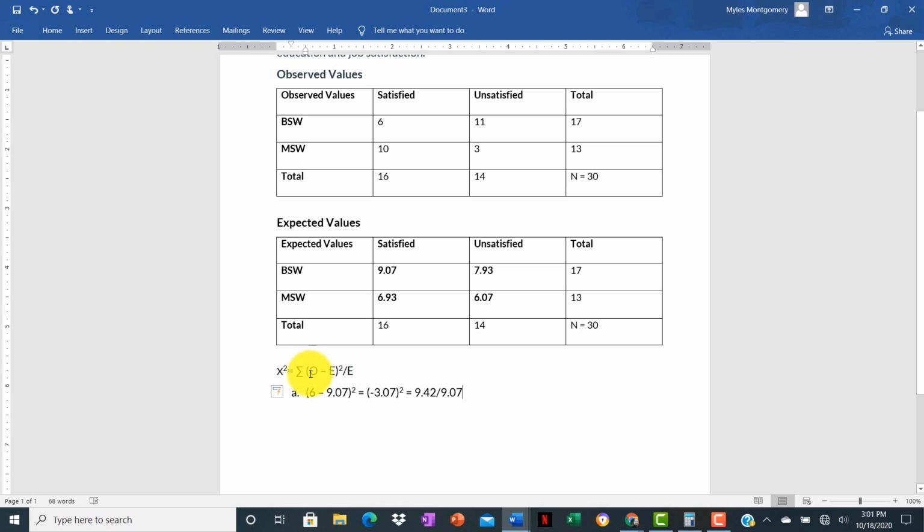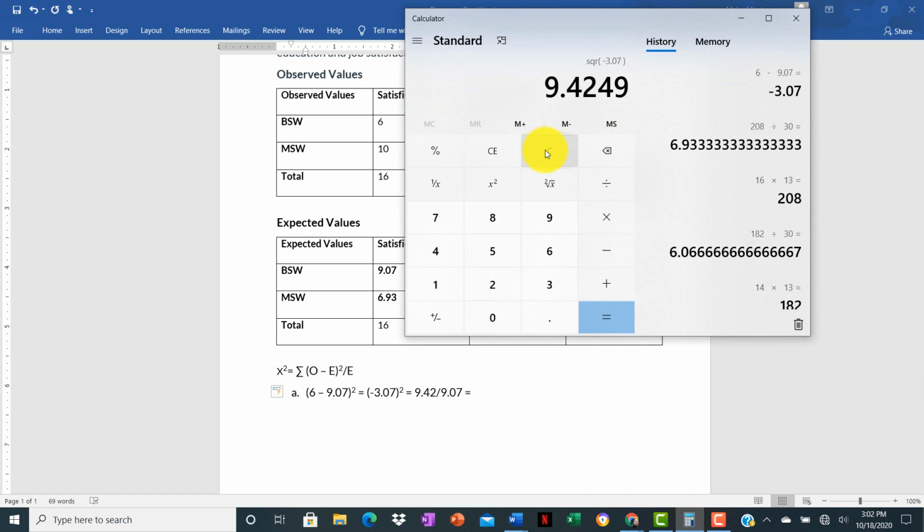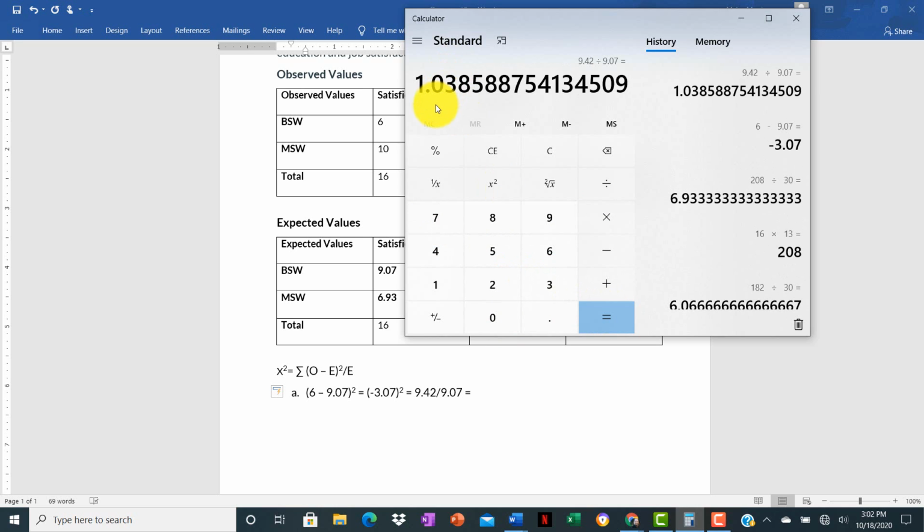So in our formula, observed minus expected squared, we did that right here. We took the observed, 6, minus the expected, 9.07. We found that it was negative 3.07. We squared it. That gave us 9.42. And we're going to divide it by the expected again, the same value. So 9.42 divided by 9.07. And what does that give us? It gives us a bigger number: 1.03, but then there's an 8 next to it, so we round up to the hundredths place. 1.04.